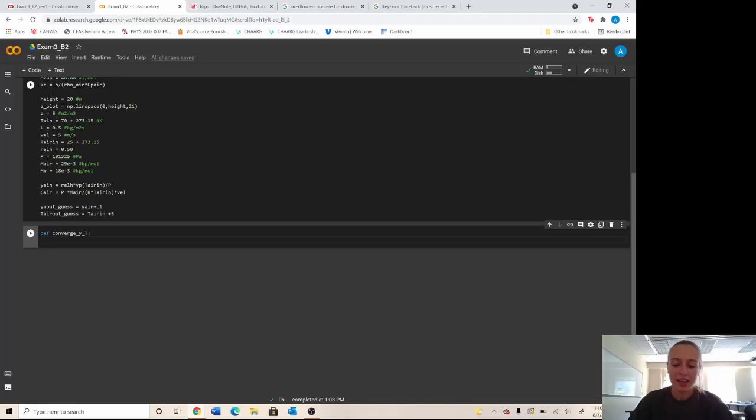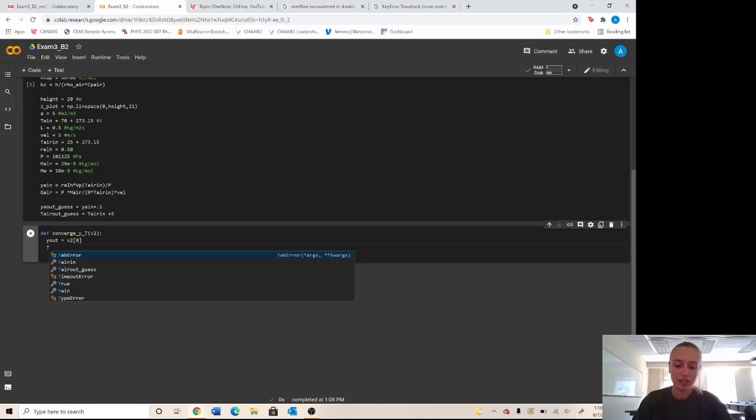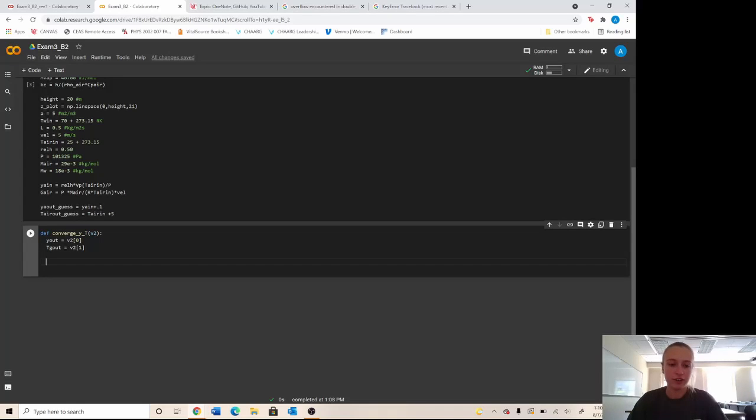So the parameter for this function I'm just going to call v2. So we're going to say that the mole fraction of the water coming out of the column is equal to this parameter v2 at the 0 position in the array, and then the temperature of the gas coming out of the column is equal to the first position in this array. So now that we have this converge function, I'm going to create another function within this, and this function will solve the initial value problem.